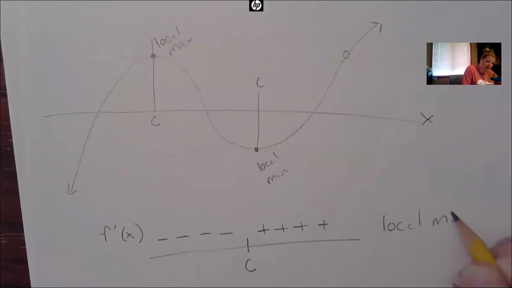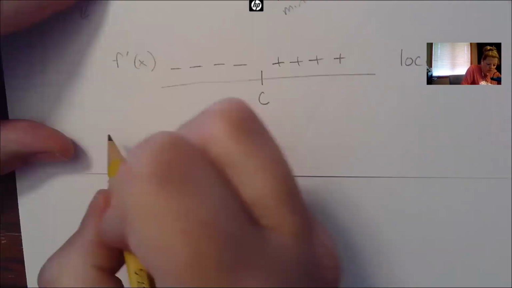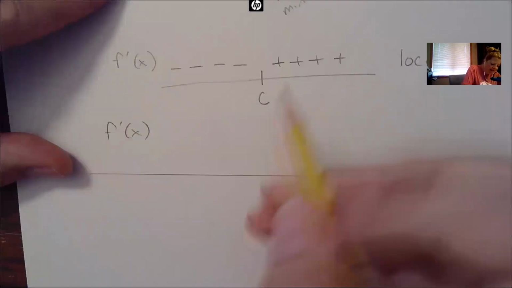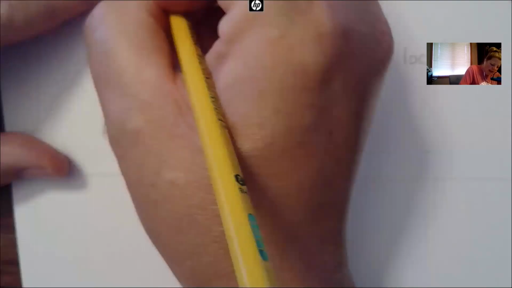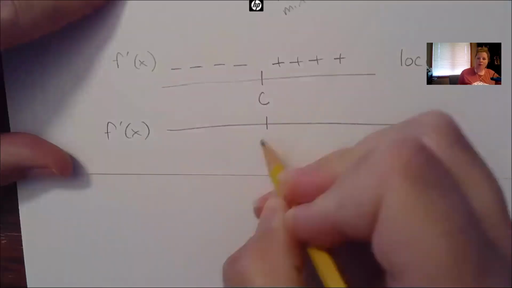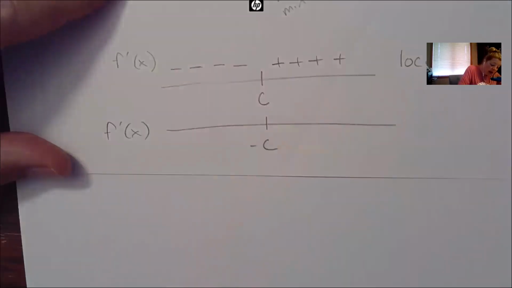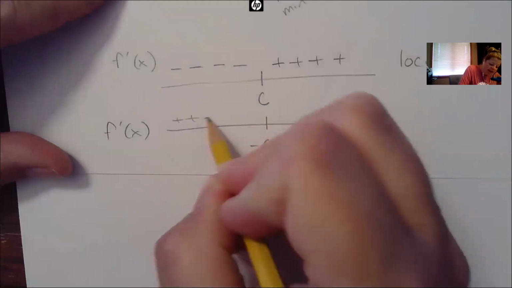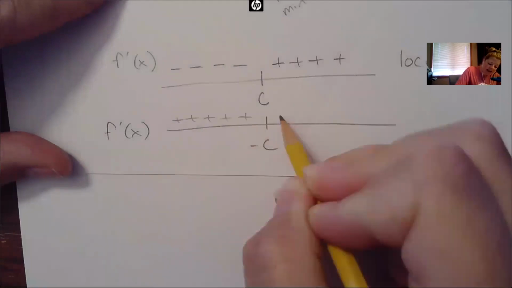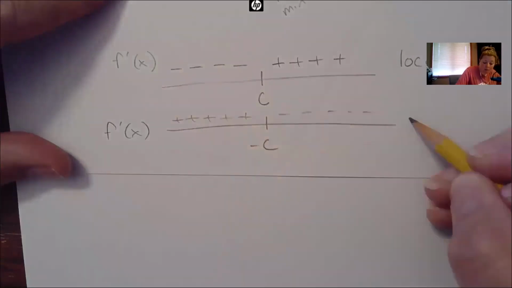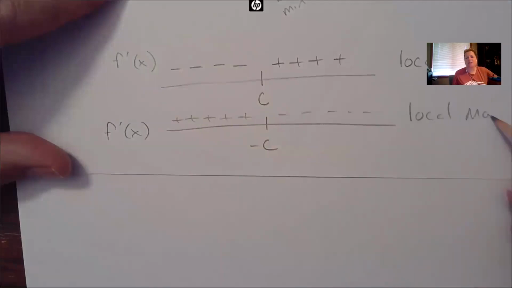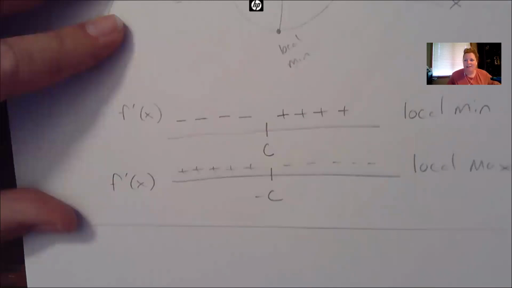Okay. If I'm looking again at that derivative, let's call this one negative C. And we're at that negative C value, whatever that is, and we started positive, we hit this one and we switch to negative, that is what we're going to call a local maximum. And hopefully this will make more sense once I show a couple examples. So it's a local min, local max.